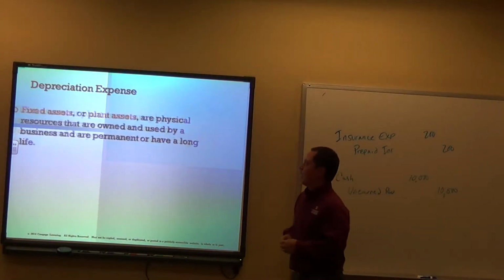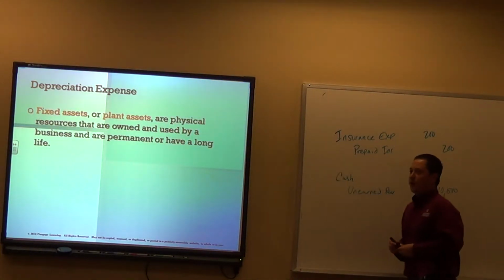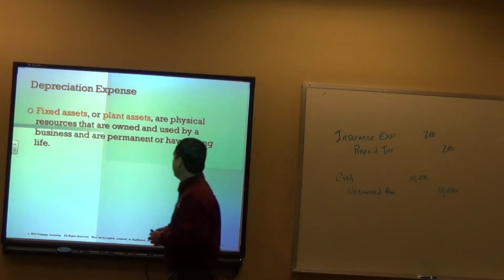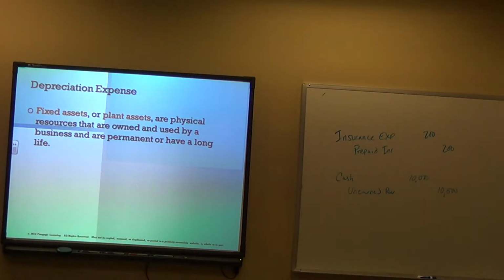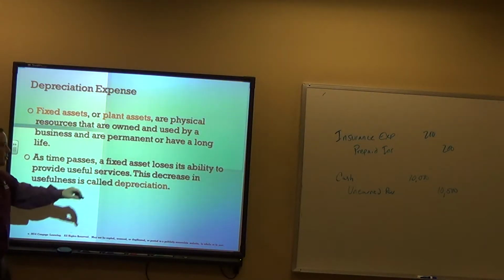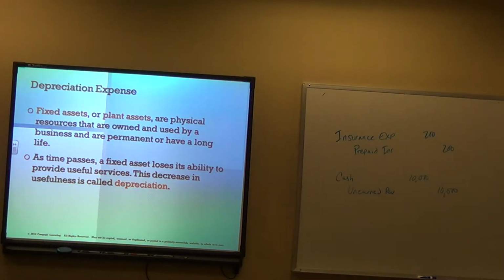Okay, depreciation expense. What we can depreciate is fixed assets, plant assets. Those are physical resources that are used by the business and are permanent or have a long life. Those can be different things, from computers to cars to buildings. As time passes, a fixed asset loses the ability to provide useful services. This decrease in usefulness is called depreciation. So we depreciate those things.